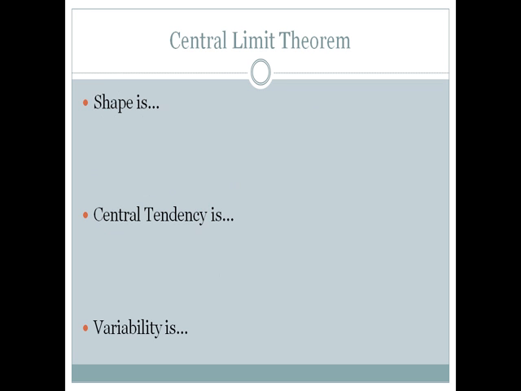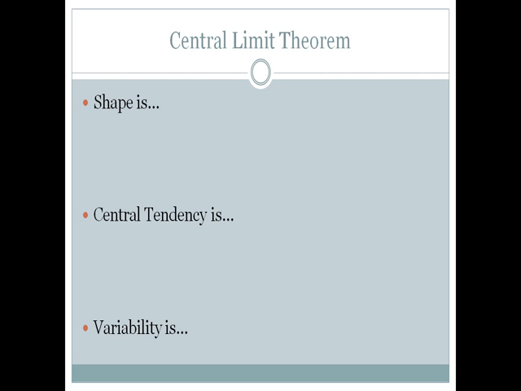Okay. When we're dealing with a distribution of sample means, we need to understand the central limit theorem. Now, your book defines the central limit theorem as this. For any population with a mean equal to mu and standard deviation equal to sigma, the distribution of sample means for sample size n will have a mean of mu and a standard deviation of sigma divided by the square root of n, and will approach a normal distribution as n approaches infinity.